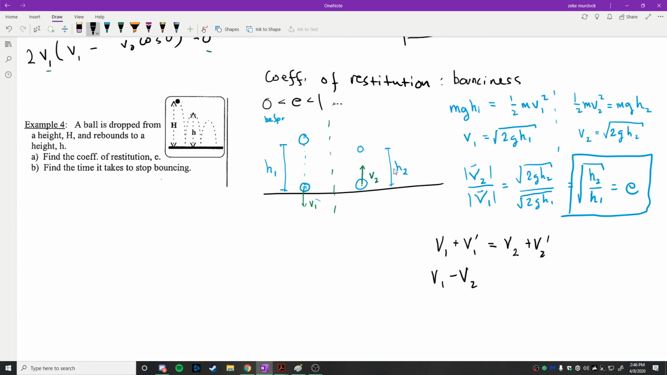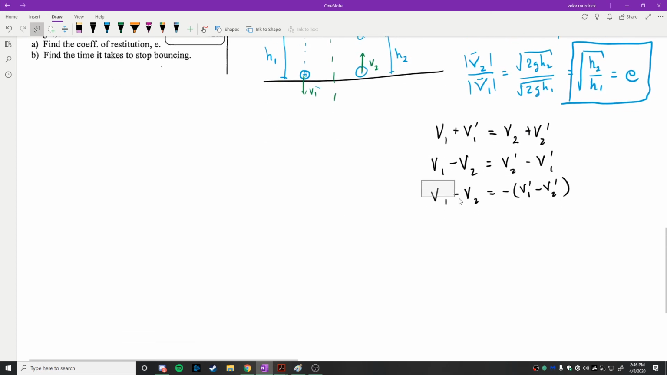And then this ends up getting rewritten like this. V1 minus V2 is equal to V2 prime minus V1 prime. And then we rewrote it again by putting a minus sign on the outside right here. And we said we're going to write it so that you can see that there's this overall change in the relative velocity between the two objects. Well, it turns out that this same equation right here, we can modify it just a little bit more. And we can put a new term inside of here.